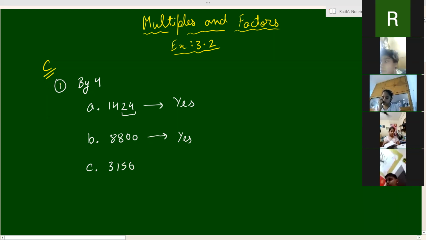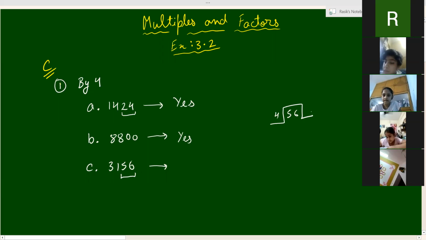3,156 is the number. Again, you see the last two digits of the number. Last two digits are 56. Is 56 divisible by 4? You check it by dividing 56 by 4. So the remainder is coming 0. 56 is divisible by 4 because the remainder is 0. So can we say that the number 3,156 is divisible by 4? The answer is yes.